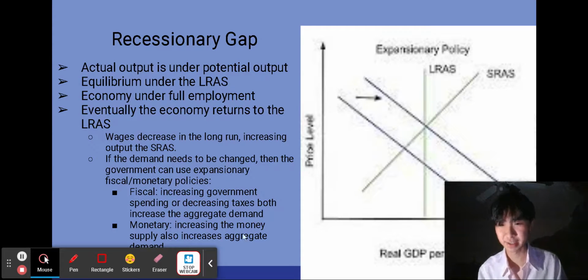It's much less. And for monetary supply, they can increase the money supply. If you have more money, you're obviously going to spend more money.